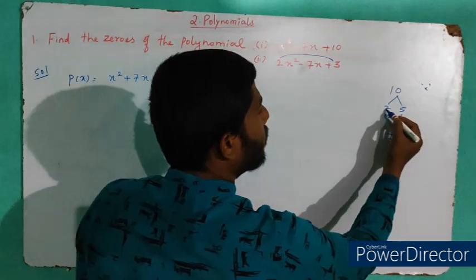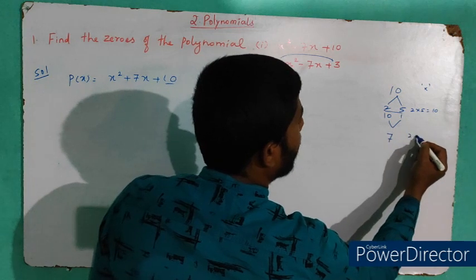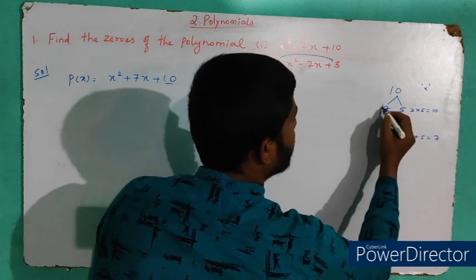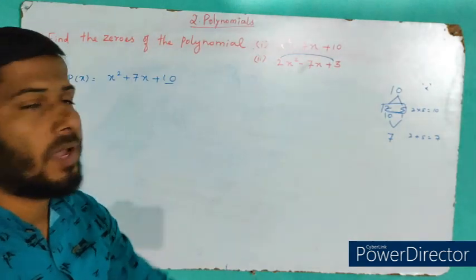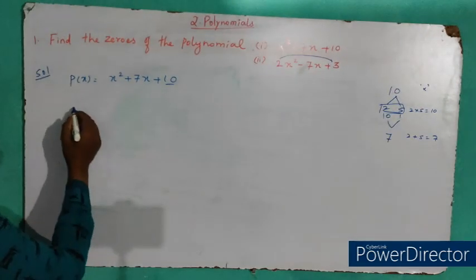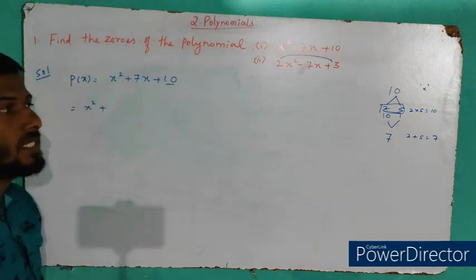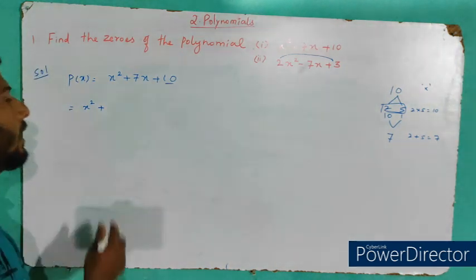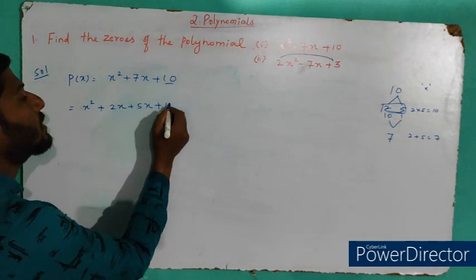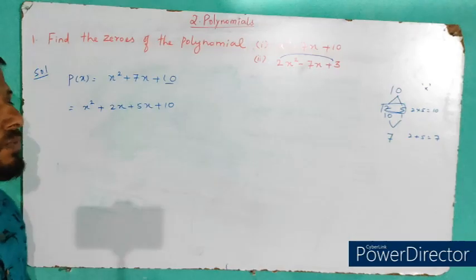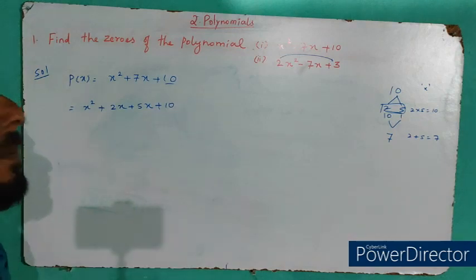Then you see 2 into 5. 2 5s are 10 you will get, and 2 plus 5 when you add you will get 7. So the suitable factors are 2 and 5. So this is the way you can choose the factors. Then afterwards you can apply here x square plus this middle term, that 7x only we are splitting like 2 and 5, means 2x plus 5x plus 10. To find the factors we are splitting the middle term. This method is called splitting the middle term.